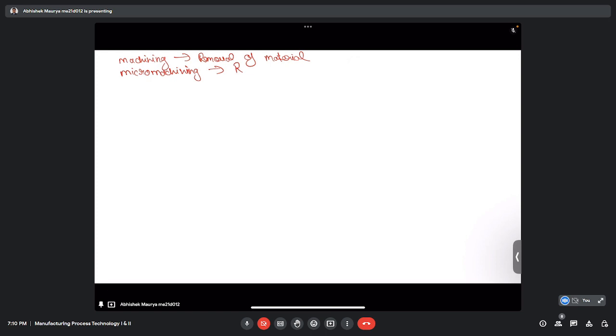A very small amount of material is being removed, in very small quantity. This is required to produce features which have dimensions in microns or less than a micron. So suppose we want to make something like this.